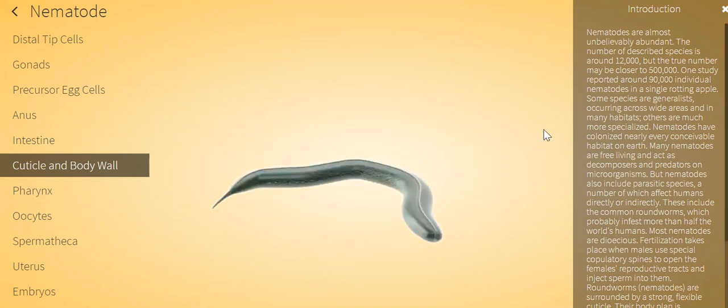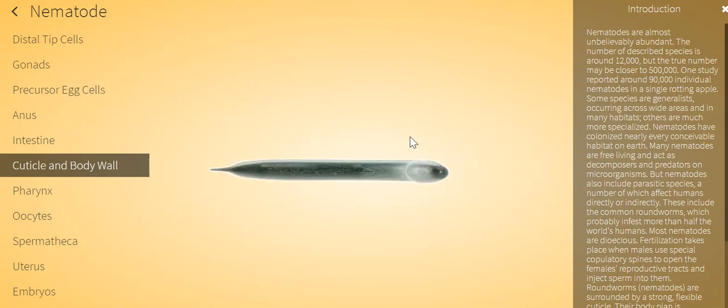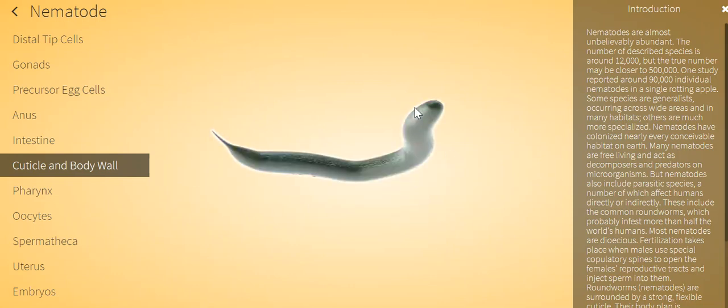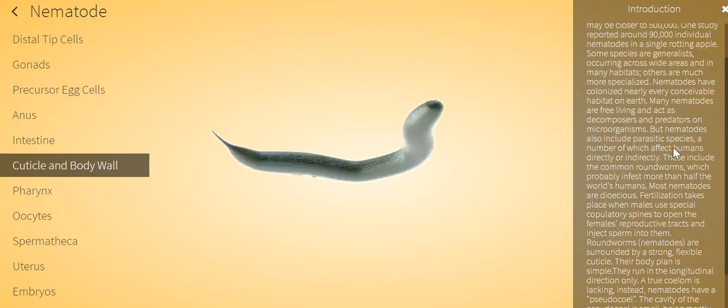Some species are generalists, occurring across wide areas and in many habitats. Others are much more specialized. Nematodes have colonized nearly every conceivable habitat on Earth. Many nematodes are free-living and act as decomposers and predators on microorganisms, but nematodes also include parasitic species, and a number affect humans directly or indirectly.